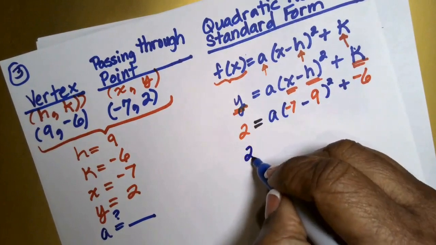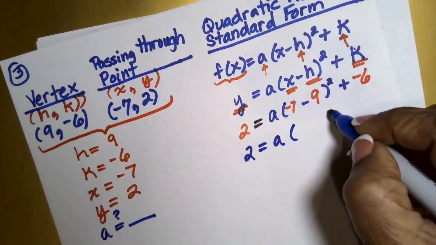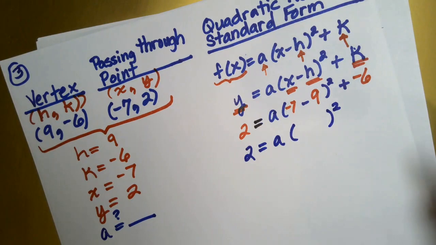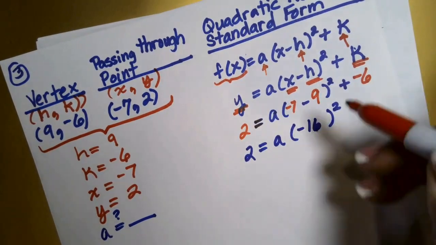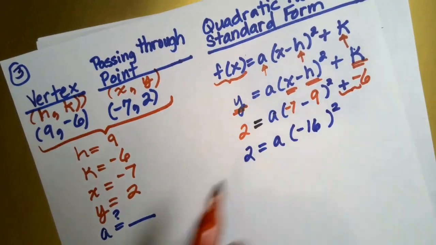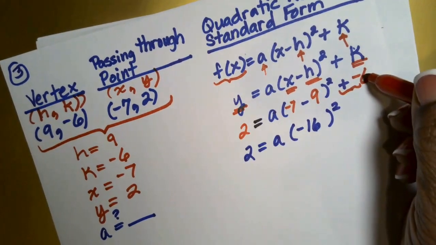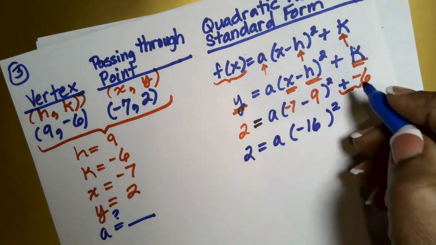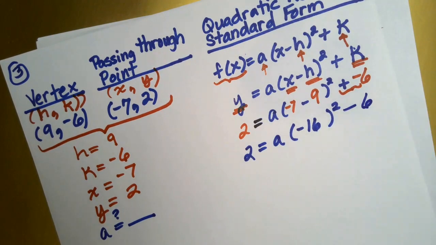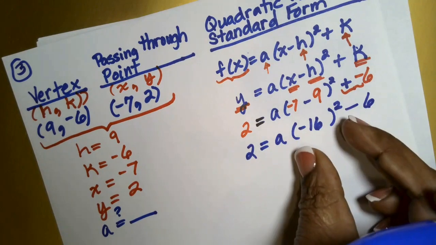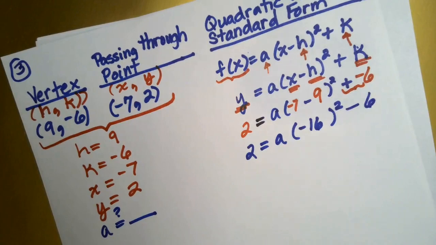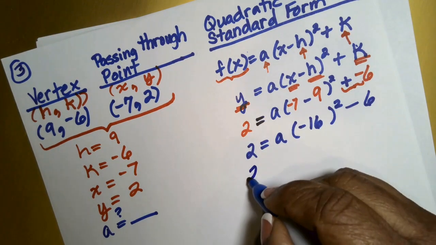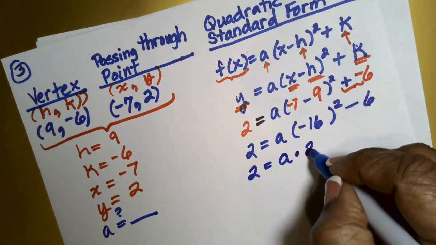Now that gives us 2 equals a times. We're going to focus in on the parentheses first. -7 minus 9 is -16. And we will clean up these signs, subtract a negative, or actually add a negative, becomes -6. Now, let's focus on the exponent. -16 squared means -16 times itself. -16 times -16 is positive 256.